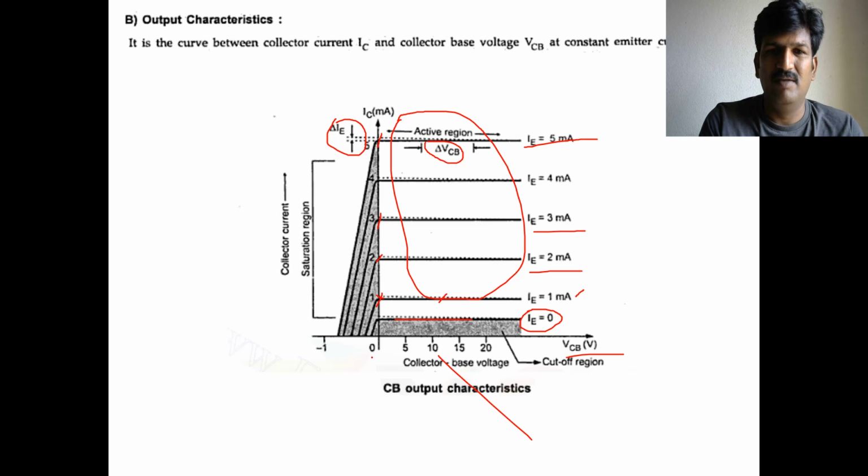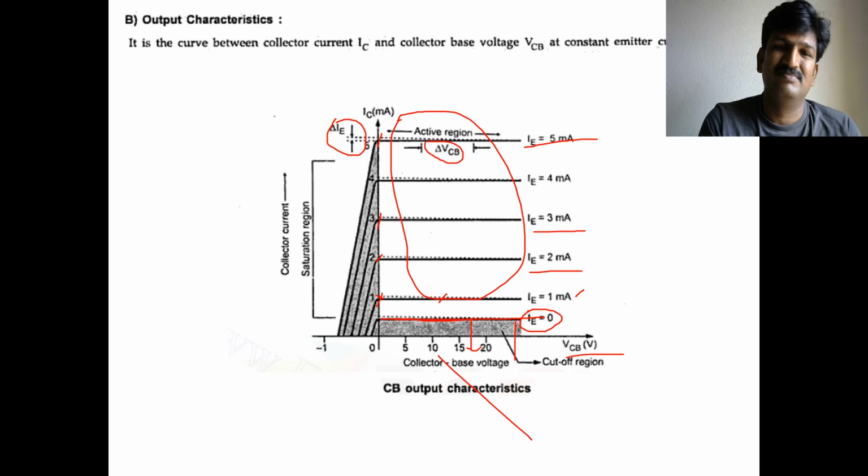The region below, where the emitter current is equal to 0, you can call the cutoff region. In this cutoff region, there is no emitter current. Obviously, when there is no emitter current, though you have the VCB, there is no conduction of the transistor.